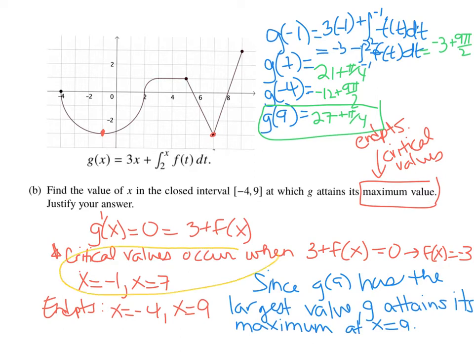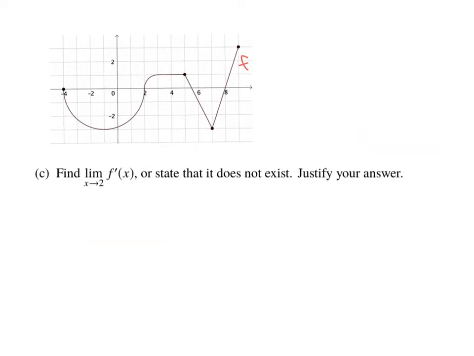You need to mention your critical values. You need to check at your endpoints. And you actually need to get the answer of x equals 9, and you have to show work for that.